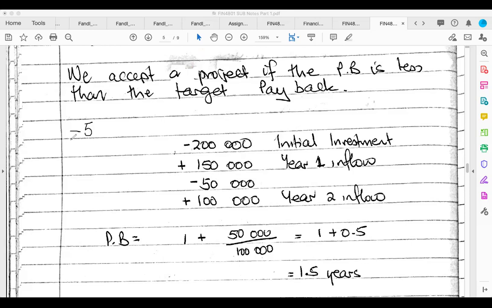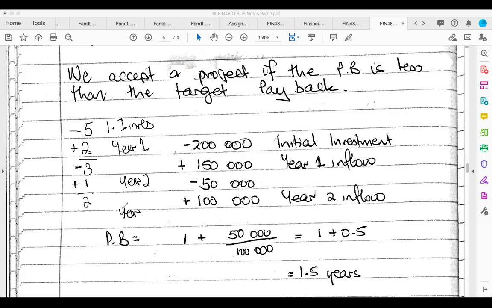Let's say you spend 5 on a project. This is the initial investment. And then let's say after year 1, you're getting 2 from the project. If you say minus 5 plus 2, you're left with 3 to recover. And then let's say in year 2, you get 1 from the project. So if you say minus 3 plus 1, you're left with 2 to recover.